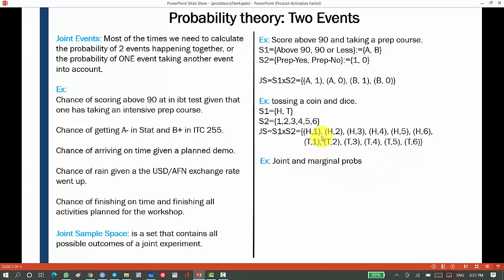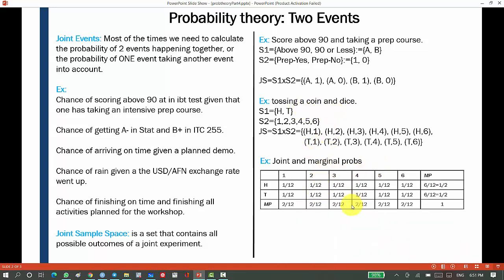Using the joint sample space, we can calculate the joint and marginal probabilities. For example, if we consider the joint experiment of tossing a coin and a dice, the marginal and joint probabilities are calculated as follows. Here in the first row, we consider the outcomes of the dice. In the first column, we consider the outcomes of the coin. Then we have H and 1 with the probability of 1 over 12, H and 2 1 over 12, and so forth. On the margins, we can calculate the marginal probabilities, which is the probability of the events considering the experiments independently or separately. For example, the probability of getting an H is 6 over 12, which is the sum of all these probabilities, which is 1 over 2.